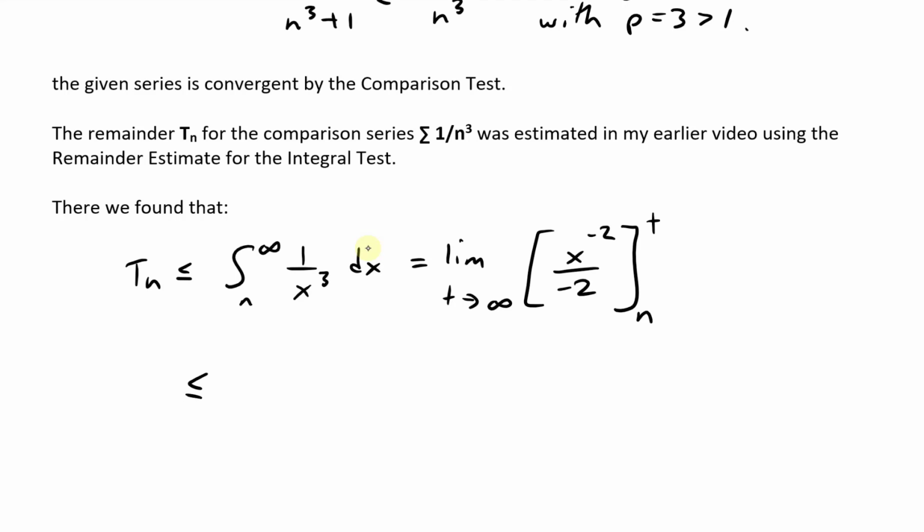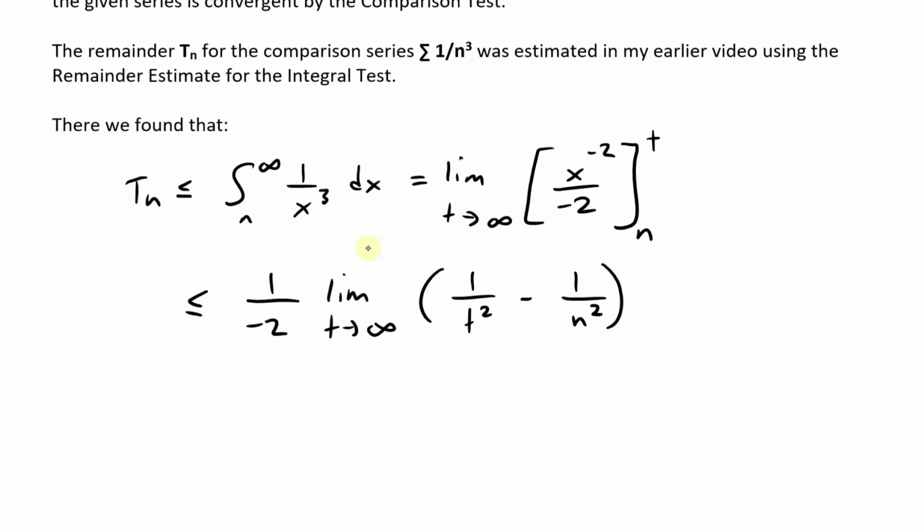So it's less than or equal to, and let's just write this down. We factor out the constant, 1 over negative 2. That's the limit as t approaches infinity of t to the power of negative 2, which is 1 over t squared, minus n to the power of negative 2, which is 1 over n squared.